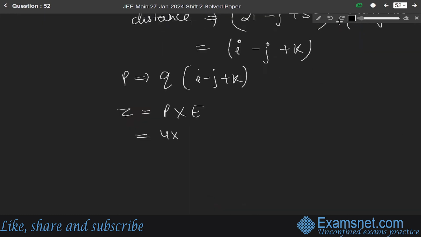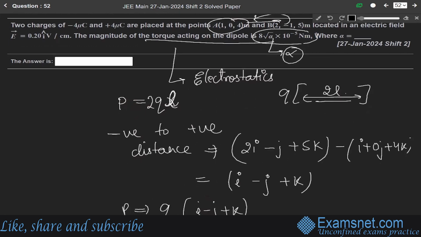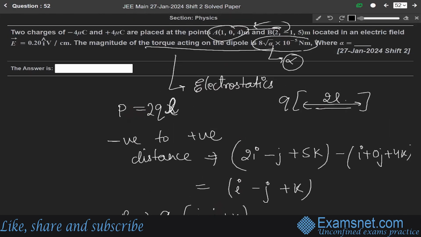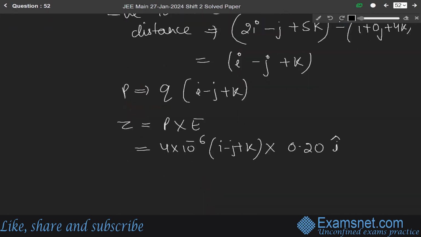So 4 microcoulomb means 10 to the power minus 6 into I minus J plus K, cross E. E is given as 0.20 i volt per centimeter. Convert this per centimeter into meter, means multiply by 100. So it will be equal to 0.20 into 100. It will be 80 into 10 to the power minus 6, into now the cross product.